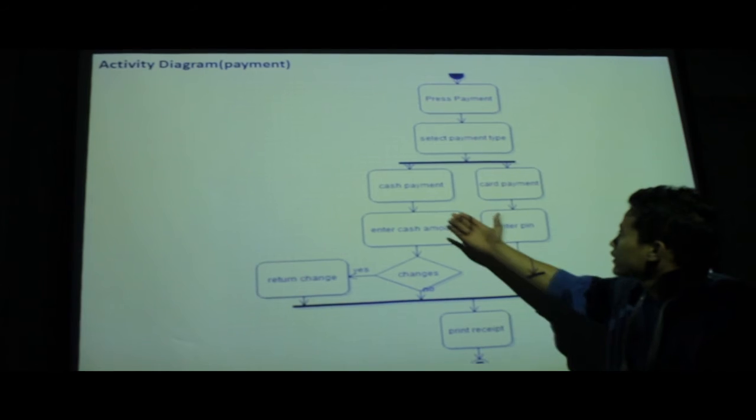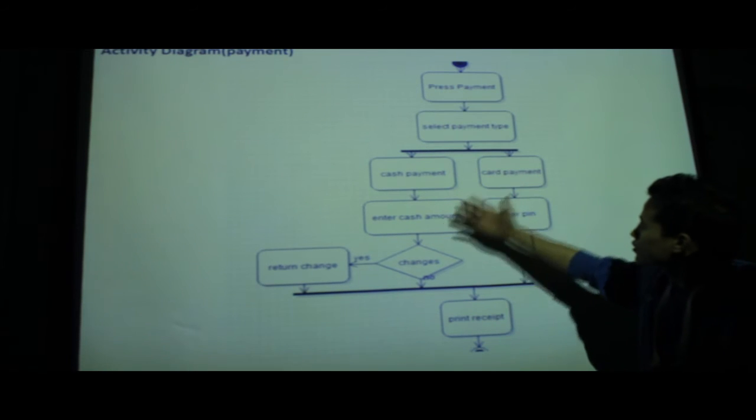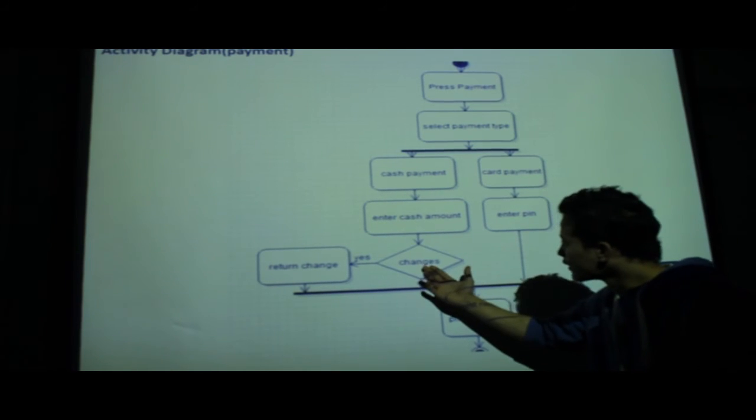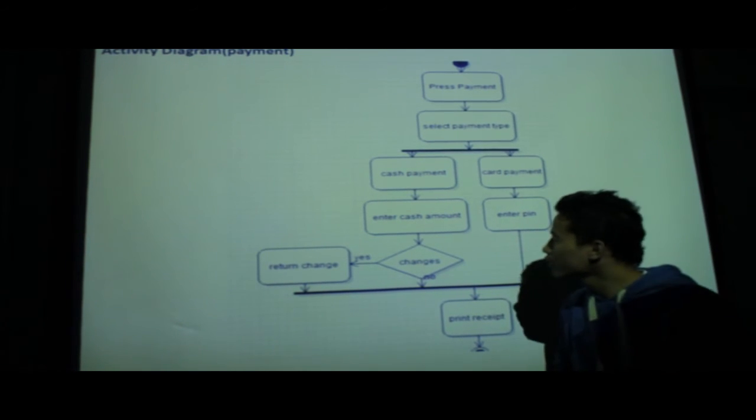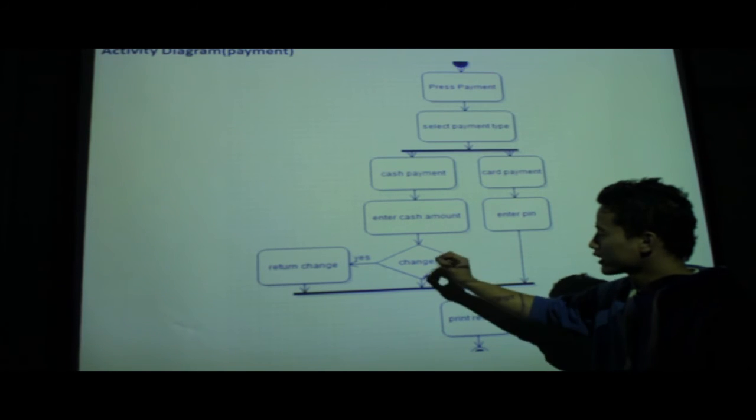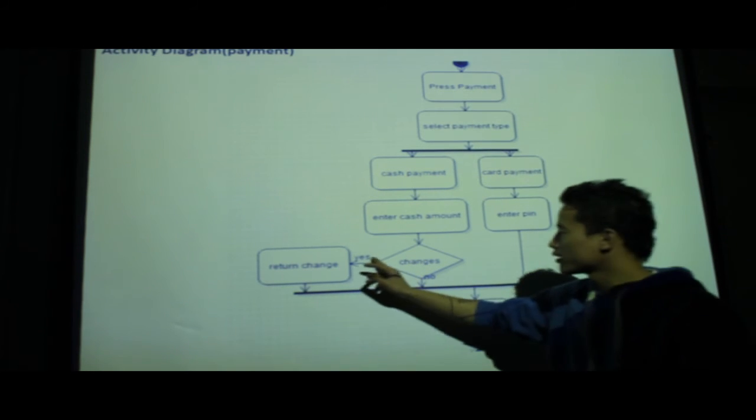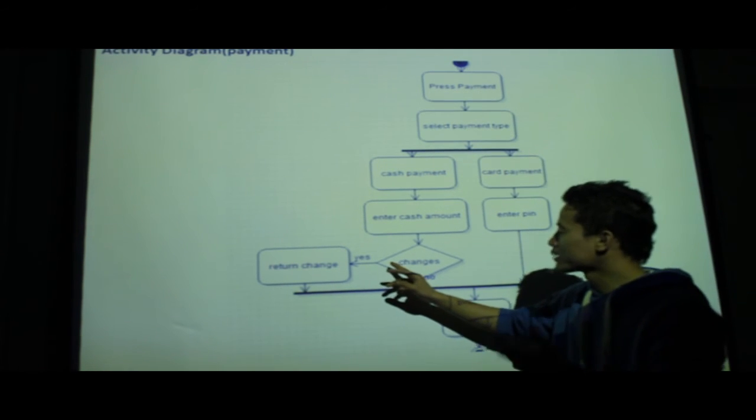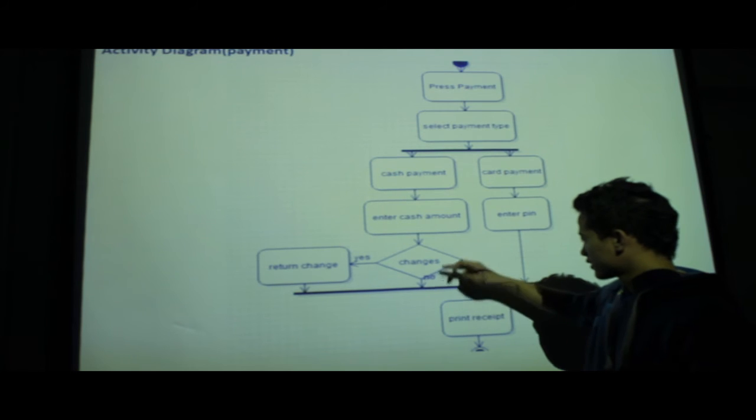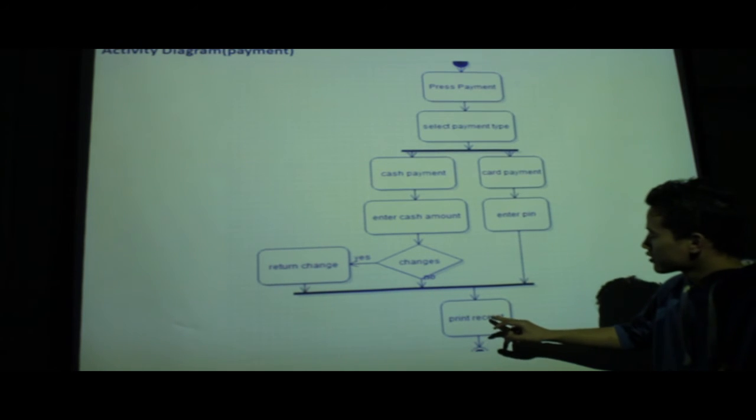because usually a customer pays either by cash or card. So if it's a cash payment, then after the waiter takes the order, he has to enter the cash amount. And then if the amount received by the waiter is greater than the actual amount, then he obviously gives return change. If it's a no, then it directly goes to print receipt. So a customer gets the receipt.